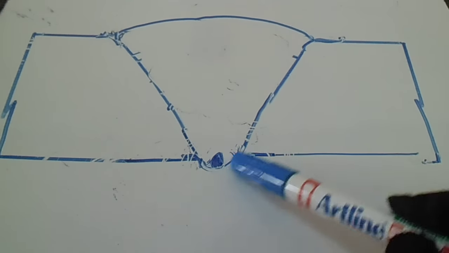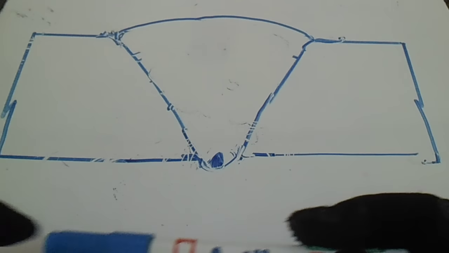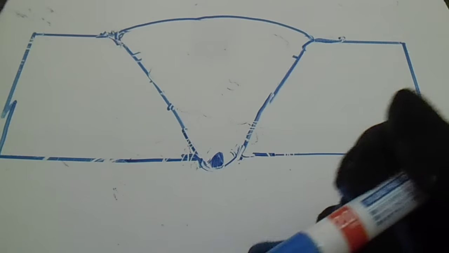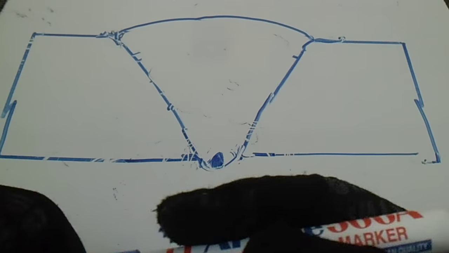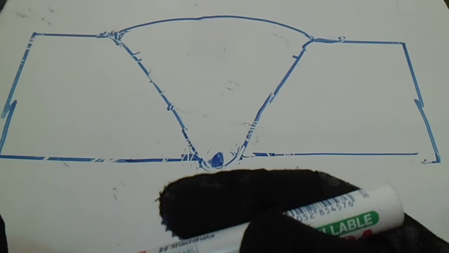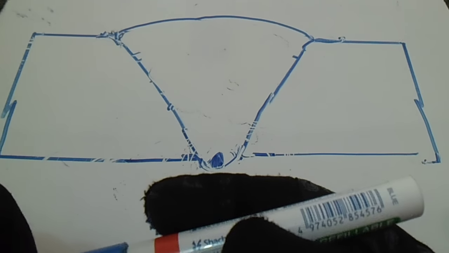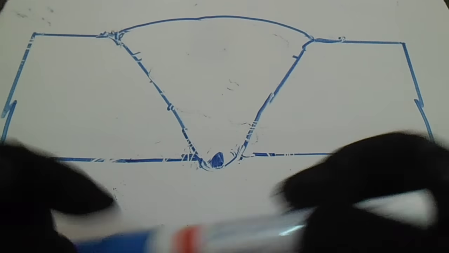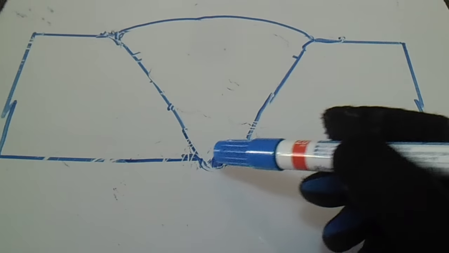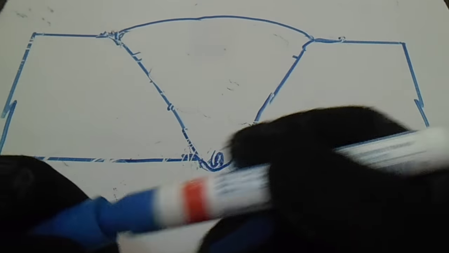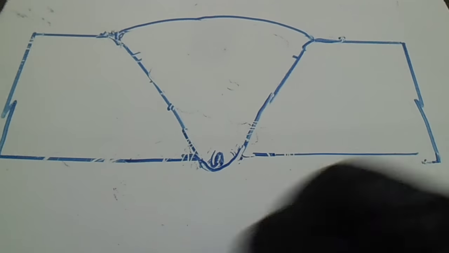Next is a hollow bead. Okay, a defect caused by contamination from the root during GTAW. This is from the stainless pipe. Okay, this is a hollow bead. Okay, so next defect.